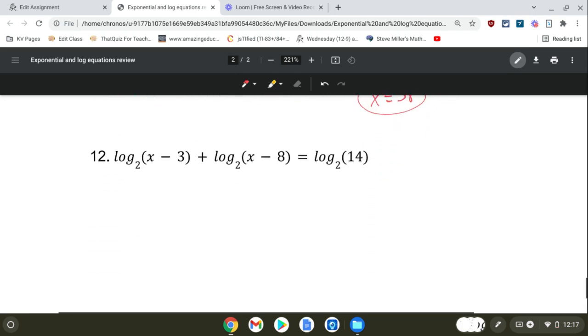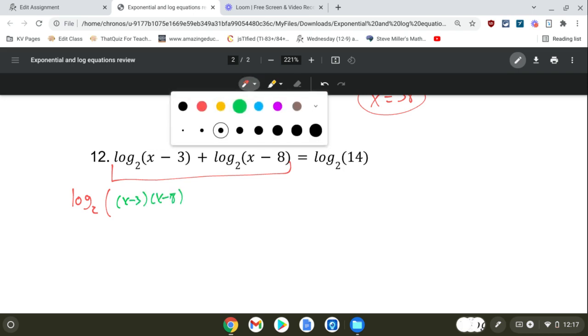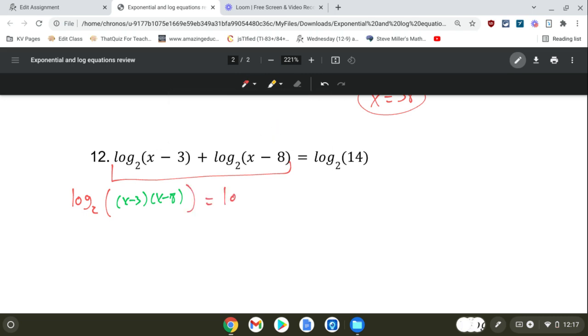Last one? Yep, number 12, last one. All right, this one, we'll go ahead and condense these two logs. So they're being added in the first place. So when I put them together, it's going to be the multiplication of those two. So log base 2 of, actually, let me change the color up. Log base 2 of x minus 3 times x minus 8 is equal to log base 2 of 14.